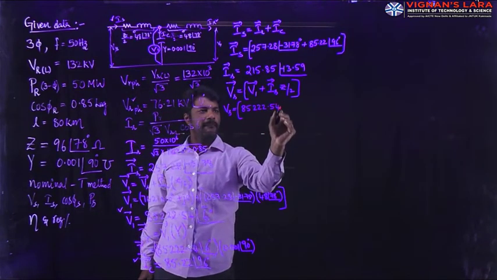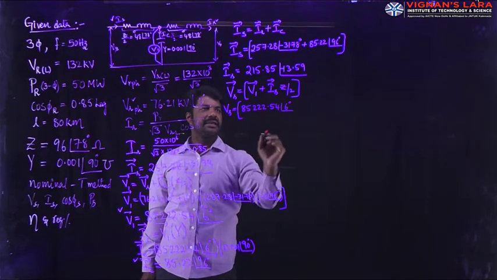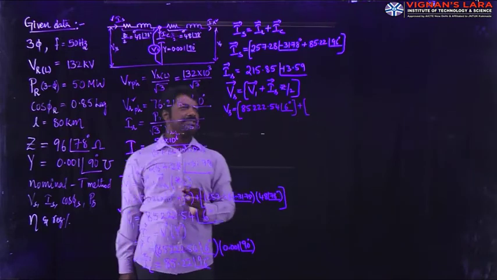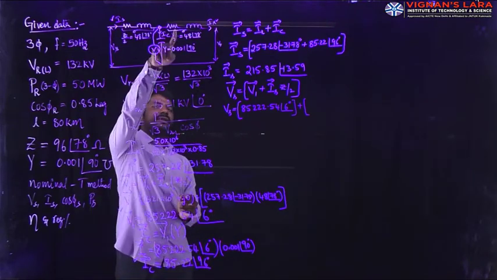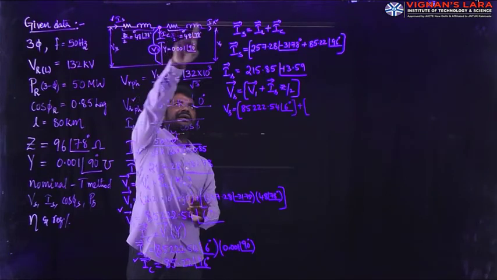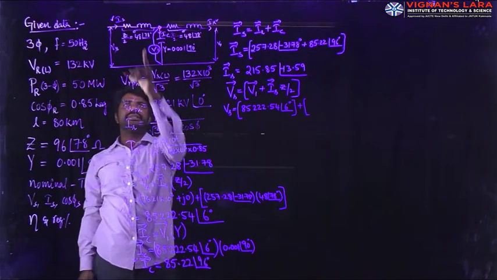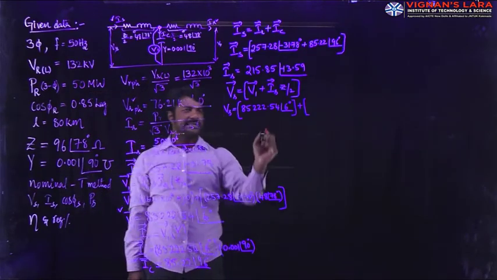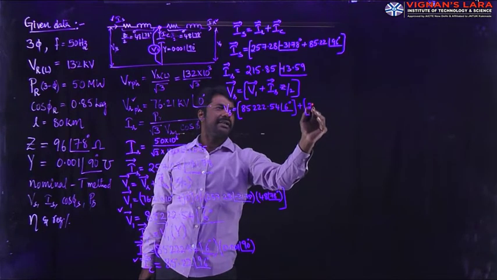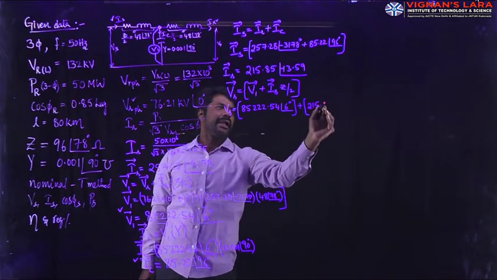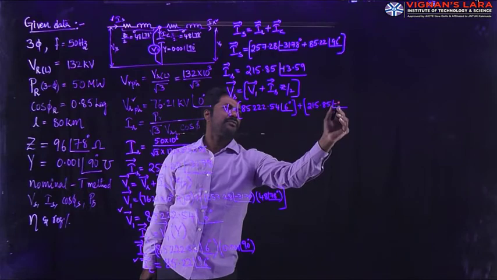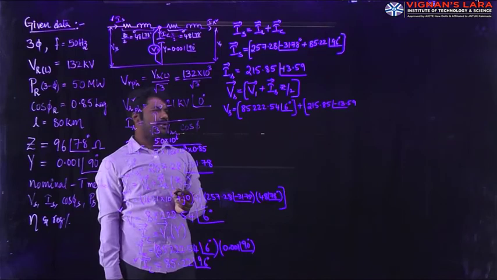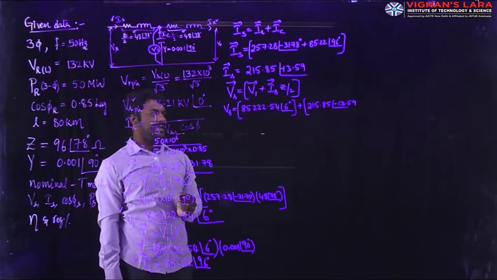85,222.54 volts, making an angle of 6 degrees, is to be added with the impedance drop. Previously we also calculated the impedance drop with the current IR, but now we have to calculate the impedance drop for the current IS. Its value we just calculated: 215.85, making an angle of minus 13.59. So that much current IS is passing in Z by 2.